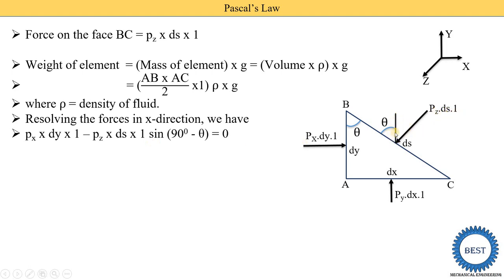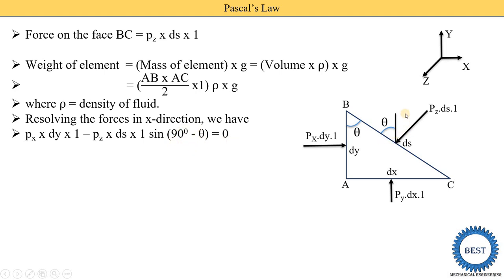So here we need to make one triangle. When we make this triangle, what are these angles? This angle is 90 minus theta, because this complete angle is 90, and out of this 90 we subtract theta. So here we apply the sine of 90 minus theta. The sine equation is used for the opposite side over the diagonal. The value of the diagonal is pz into ds into 1, and we need to find this horizontal side. The horizontal side is the opposite side of the angle 90 minus theta. So we apply the sine of 90 minus theta.